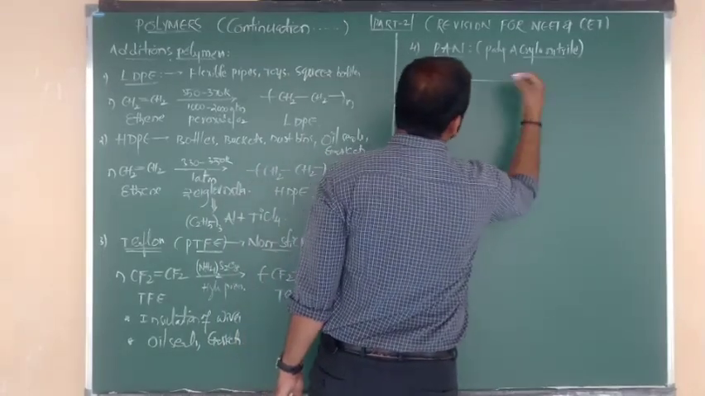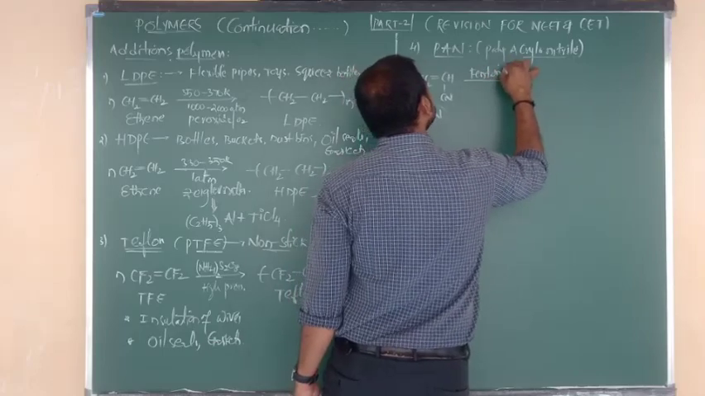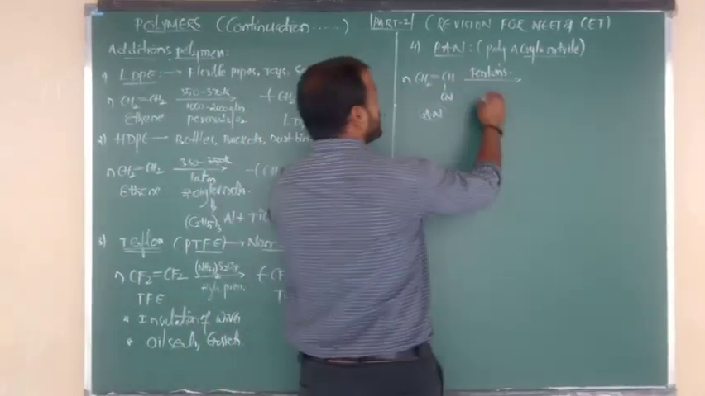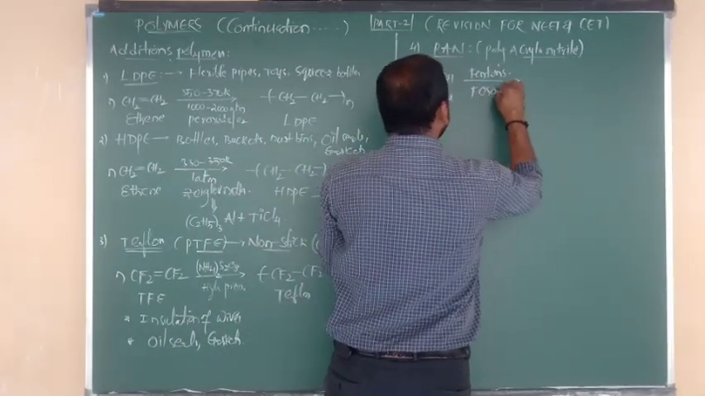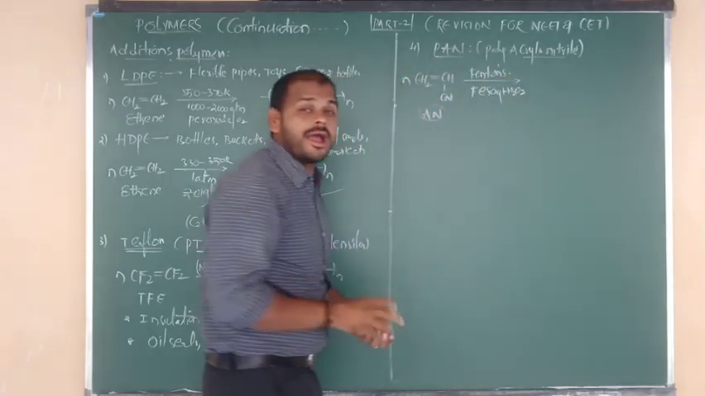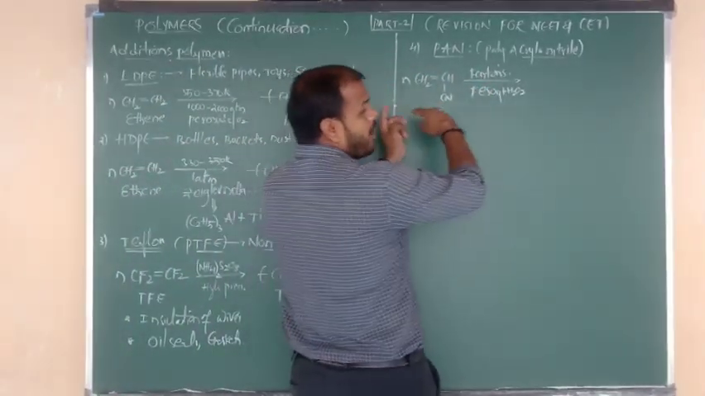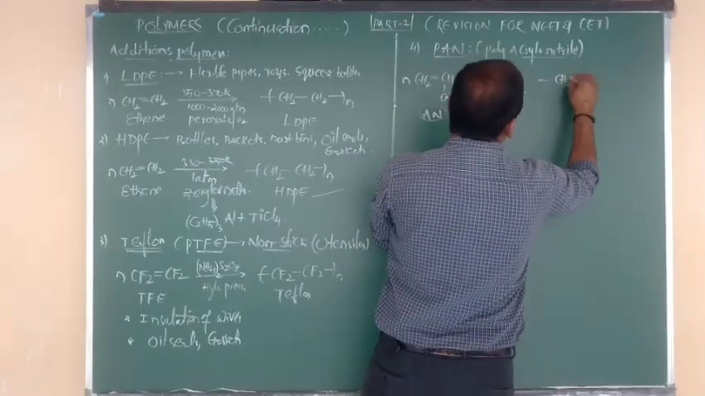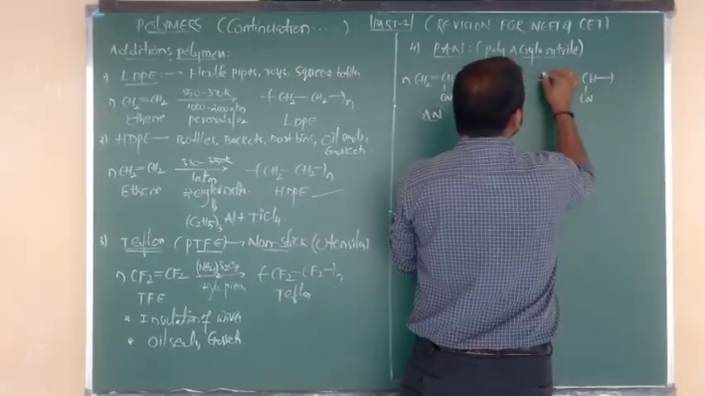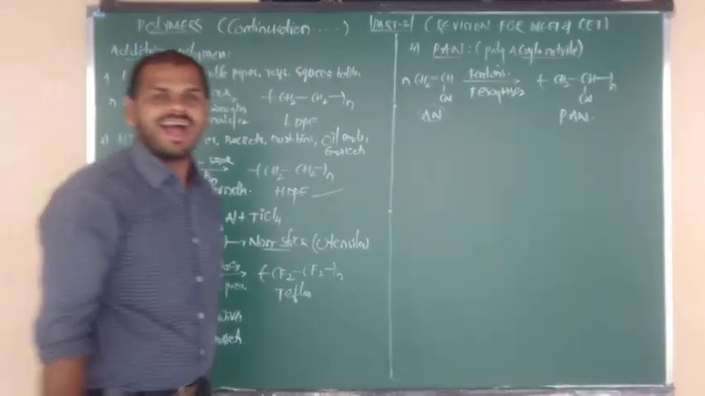So n moles of acrylonitrile act as monomer. The monomers undergo addition polymerization by using the catalyst, which is called Fenton's reagent. What is the catalyst in PAN polymer? Fenton's reagent. What is the formula of Fenton's reagent? FeSO4 plus H2O2. Ferrous sulfate plus what, beta? Hydrogen peroxide. This mixture is known as Fenton's reagent. So acrylonitrile upon addition polymerization changes into polyacrylonitrile. Just the double bond has to be converted to single bond and chain continuation takes place here. So this is your formula of what, beta? PAN, polyacrylonitrile.